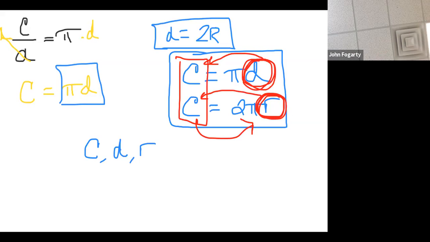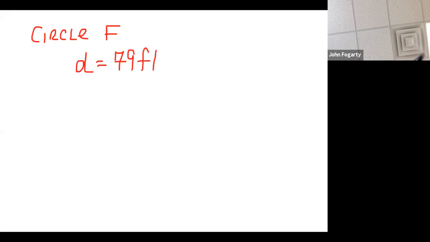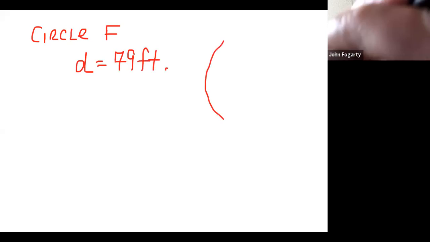So let's do a little bit of work on that. Now, I'm not going to draw the pictures, but here's what I'm telling you. I have a circle, and I'm going to call it circle F, all right? And circle F has a diameter of 79 feet, okay? So this is what it looks like.